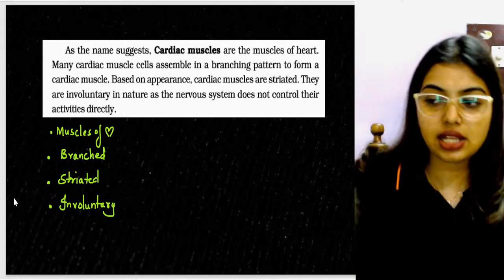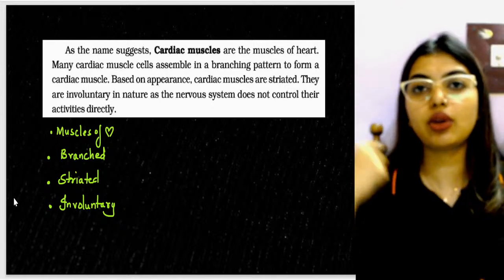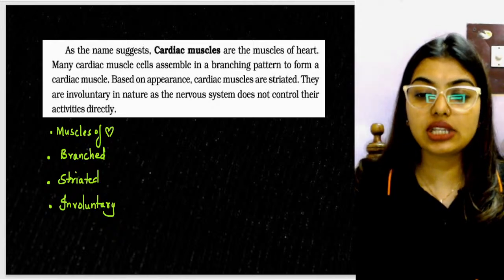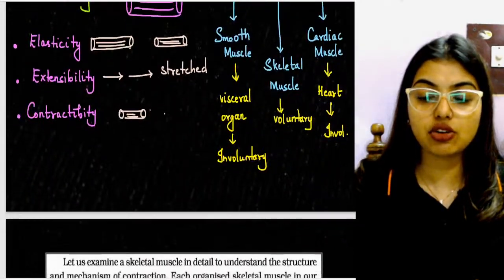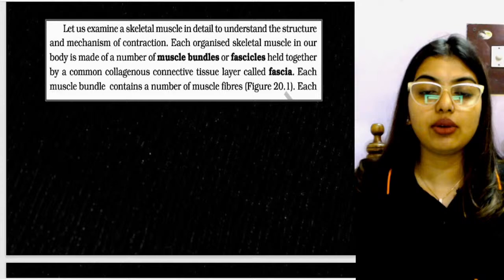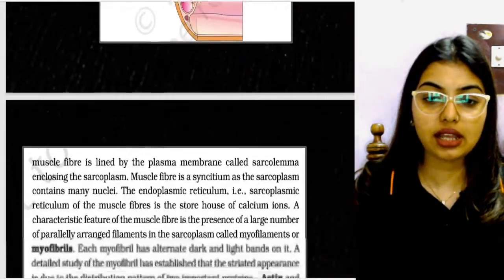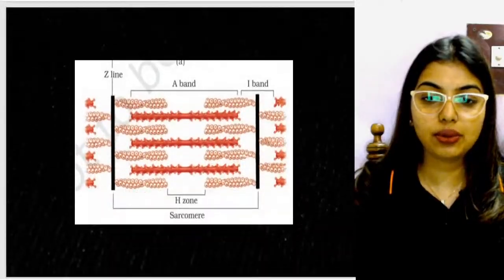But in our skeletal muscle, we'll be able to decide, okay, I want to walk, I have to get up and go. So, that thought will be there, okay? So, these are your three types of muscles based on the location. Now, let us examine a skeletal muscle. So, before I go into the paragraph, let me draw and teach you.